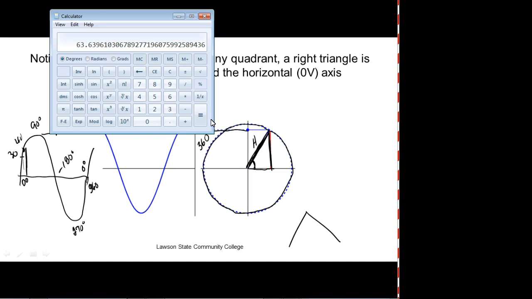What should it be at 90 degrees? Well, at 90 degrees, it should be 90 volts, right? You understand that? So let's see. I'm going to say 90 times the sine of 90. Well, look what the sine of 90 is. It's 1. So at 90 degrees, it would be 90 volts. Well, what would it be at 270? At 270, it should be minus 90, right? So I'm going to say 90 times the sine of 270. Look what the sine is. It's minus 1. I hit equals, and it says it's going to be minus 90.